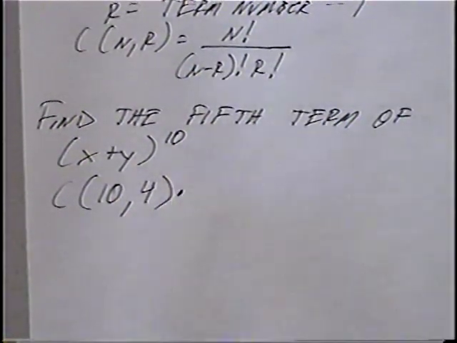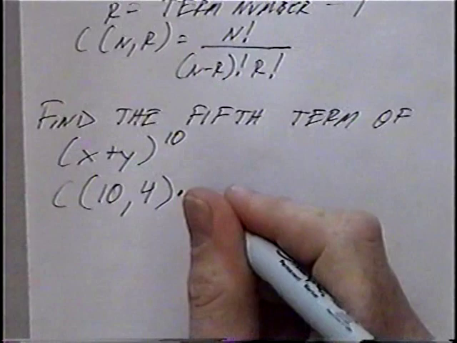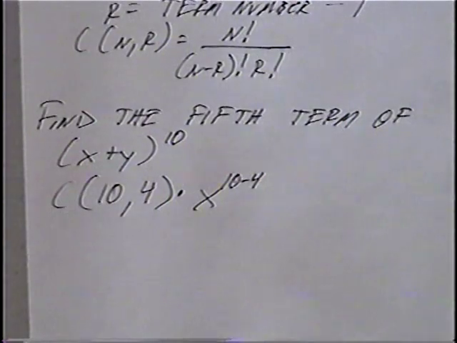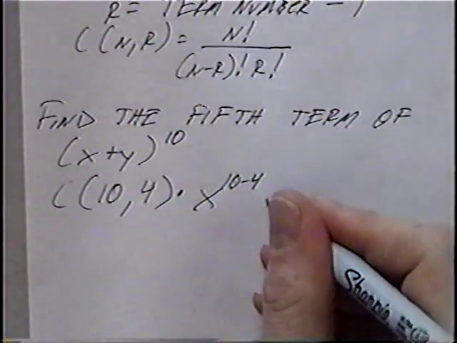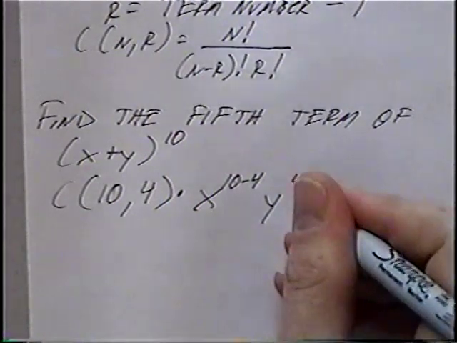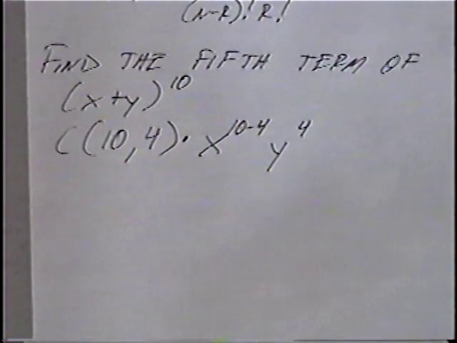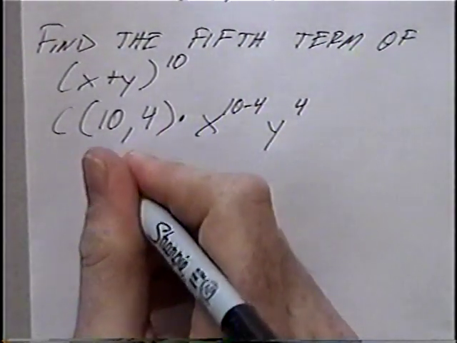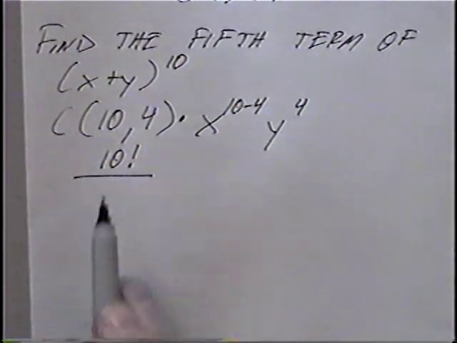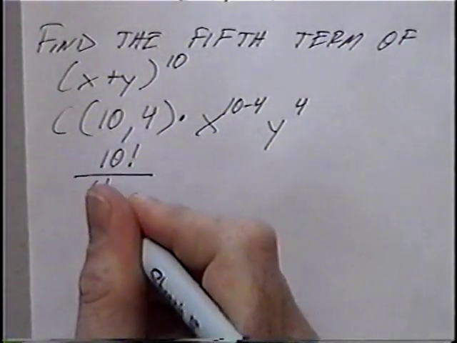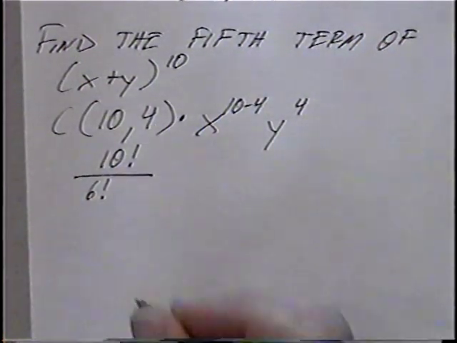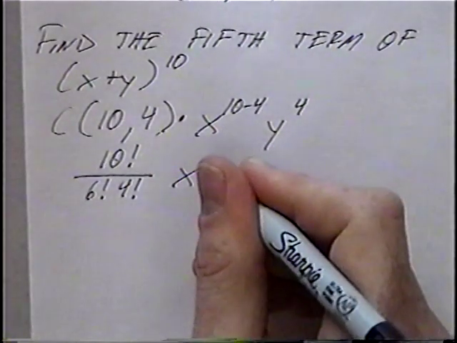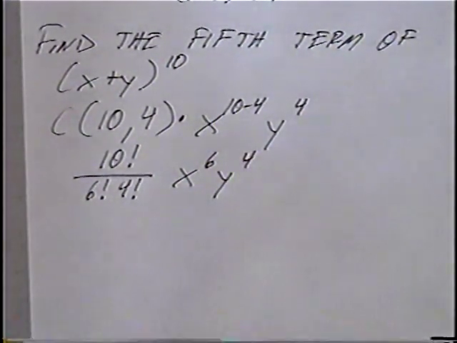And we'll multiply. Instead of a, we'll use the first variable, which is x, to the n minus r power, which would be 10 minus 4. And instead of b, we'll use the second variable y to the r power, which would be 4. Solving this, combination 10 comma 4 would be 10 factorial divided by 10 minus 4 factorial, which would be 6 factorial. Also divided by r, which is another 4 factorial. And we'll have x to the 6th power and y to the 4th power.